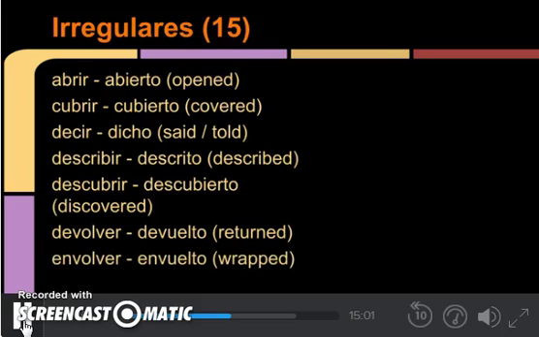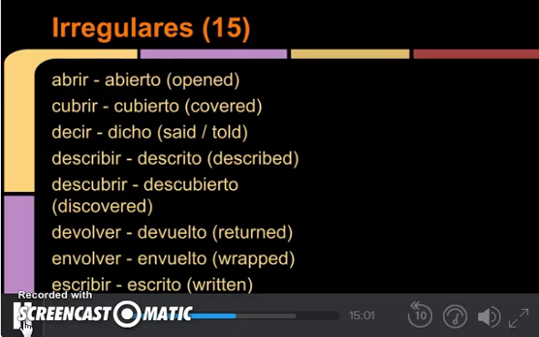Devolver, devuelto, returned. Envolver, envuelto, wrapped. Escribir, escrito, written. Now, there's one. Escribir has never been irregular. It's always been like an easy one. So now you have to be careful. When you go to use it in its participle form, it's going to be irregular. So you need to be careful there.